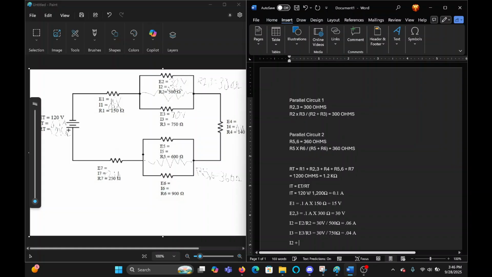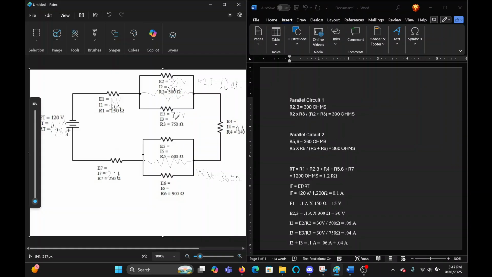And if you want to double check, I2 plus I3 should equal 0.1 amp. And as you can see, 0.06 amps plus 0.04 amps is equal to 0.1 amp. So that makes sense, right?